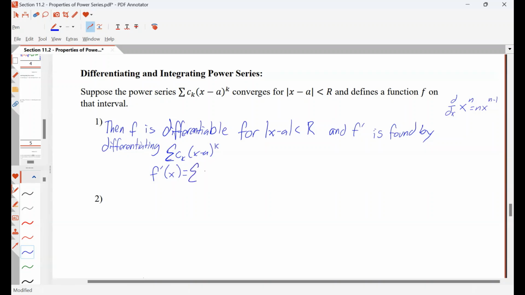C sub k is just a constant that doesn't have to do with x or n, at least not in a differentiating way. But this x minus a to the k will come down as k times x minus a to the k minus 1. So here we just used the power rule. And the derivative will be equal to this power series for the absolute value of x minus a being less than r.